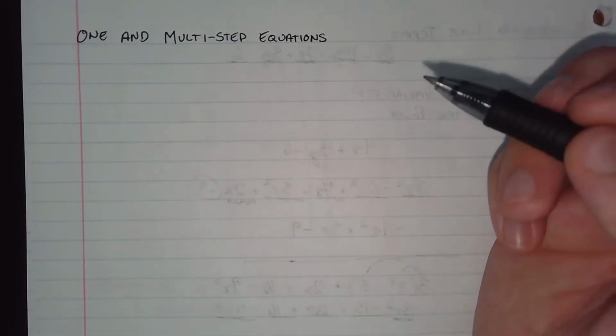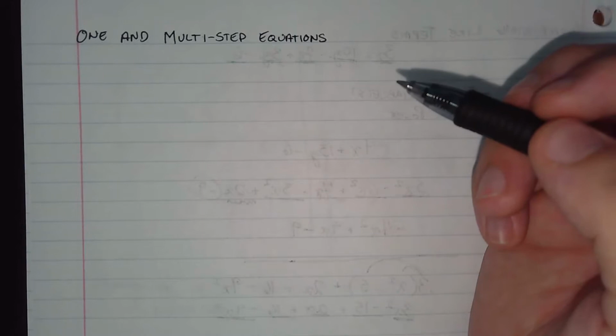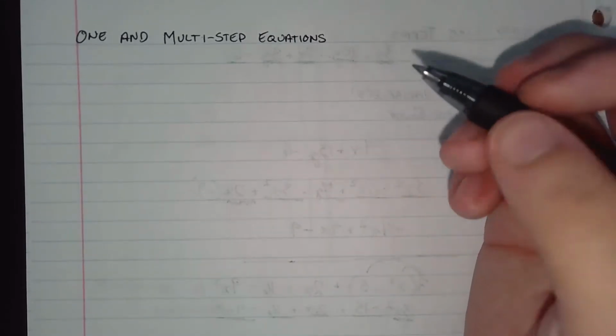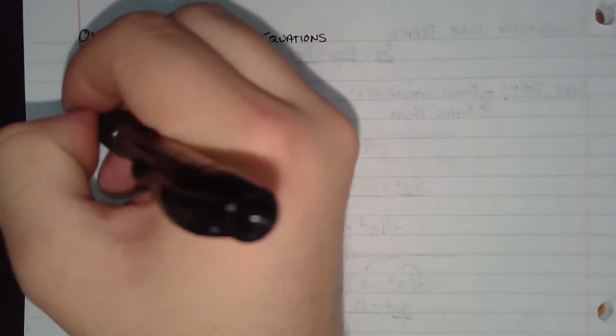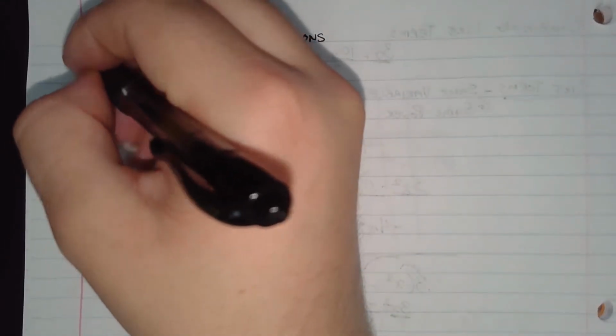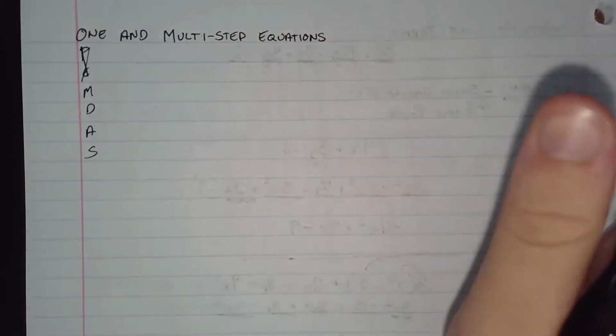I just wanted to make one on one-step and multi-step equations. I'm going to go over one-step equations and then go over multi-step. But the first thing that you want to do when doing single-step equations is take note of the order of operations. We're not really concerned with parentheses and exponents right now. We're mostly concerned with multiplication and division and addition and subtraction.